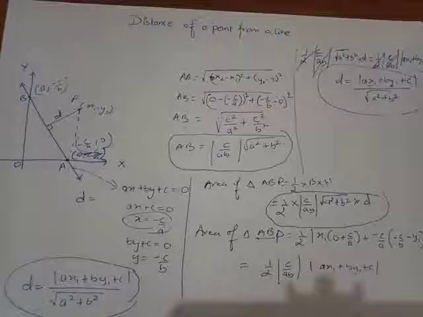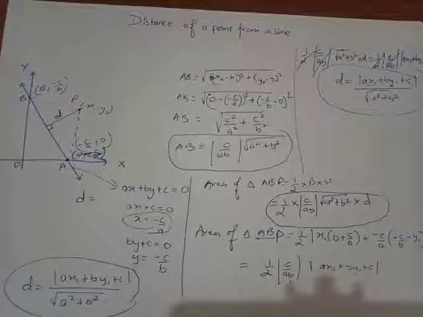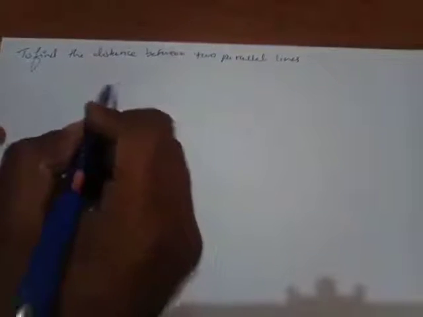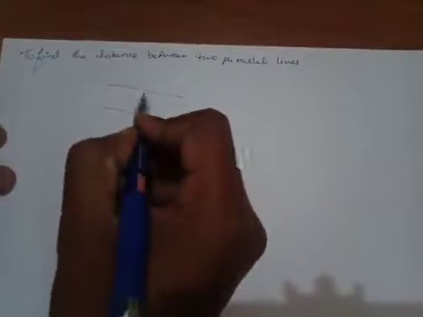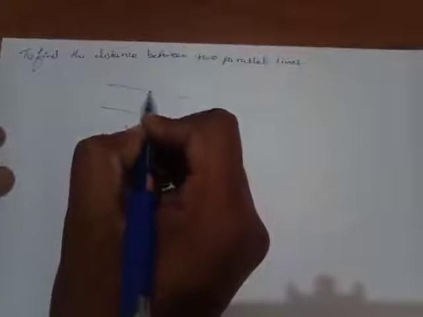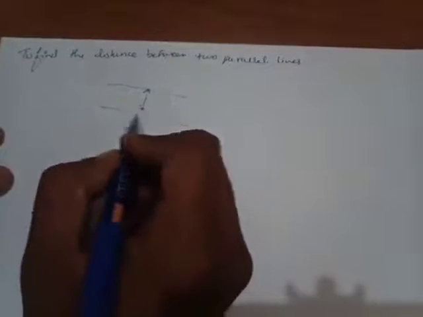Okay, so this is one formula that we'll be working on, and the second formula is, I'll just explain to you what the second formula is. We'll also learn how to find the distance between two parallel lines. So there are two parallel lines given. When parallel lines are given, they won't give you the lines, they'll give you the equations.